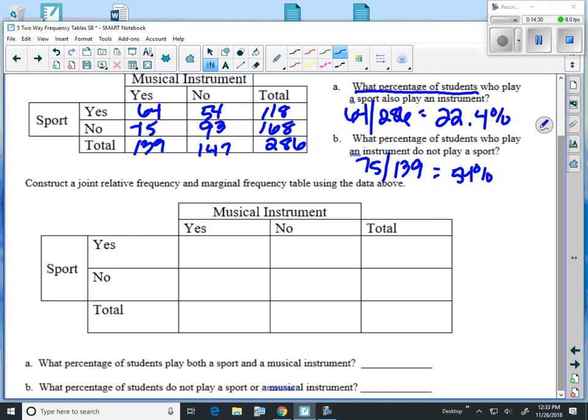Okay, the easiest part. You get to make the joint relative frequency table. So now you're just going to find the percents. Here you're going to do 64 out of the 286. You're just going to find all of them. All of them are out of 286. You have to round to 3 decimal places. It was .2237, so I rounded to .224.